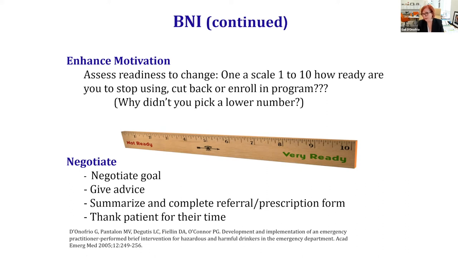So it's just a lot quicker. And you can do this in a couple of minutes by just asking them why they didn't pick a lower number. And if they're a 0 or 1, what would need to happen for you to make that change? What would have to happen? And you can understand if I said that, what would have to happen to make that happen? But if I said, no, what would have to happen for you to want to make a change?